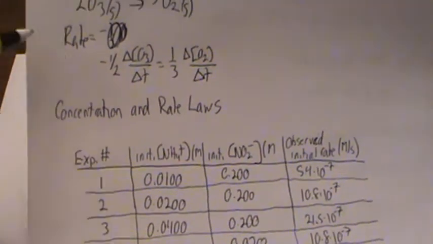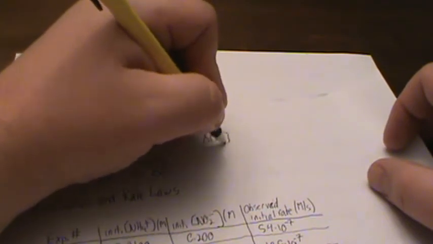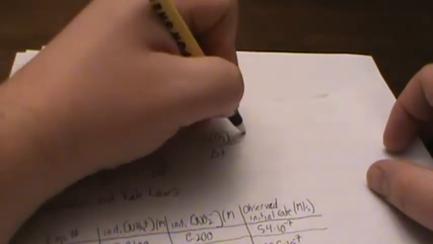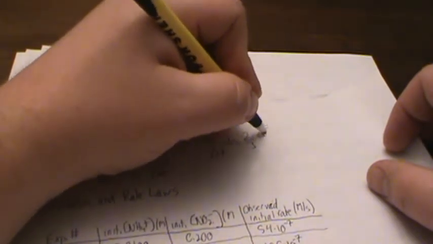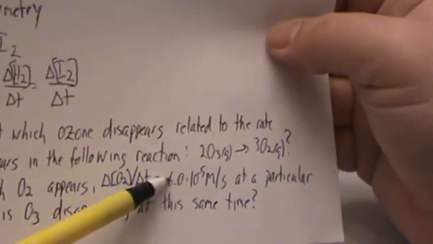So we're going to multiply both sides by 2 so we can get rid of that 1/2. So negative change in O3 over change in time is equal to 2/3 times the change in concentration of O2 over change in time. Now, if we look back over here, we were given the rate of appearance of O2 as 6.0 times 10 to the -5 molar per second. So we're going to put that into our formula right here. So 2/3 times 6.0 times 10 to the -5 molar per second. And let's see what that comes out to be.